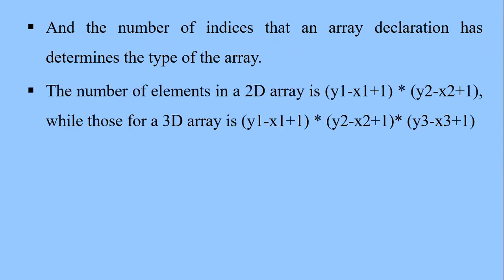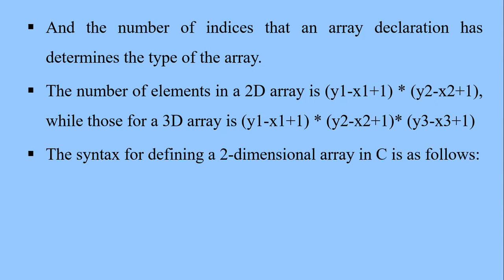The number of elements in a 2-dimensional array is y1 minus x1 plus 1 multiplied by y2 minus x2 plus 1, while those for a 3-dimensional array is y1 minus x1 plus 1 multiplied by y2 minus x2 plus 1 multiplied by y3 minus x3 plus 1, etc.